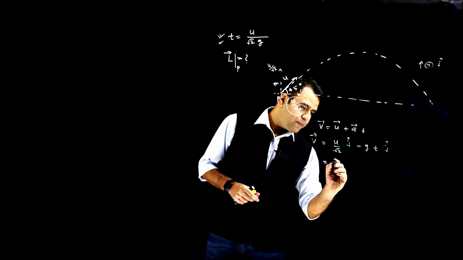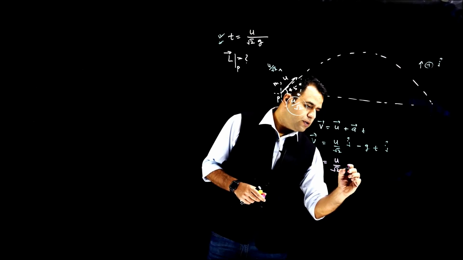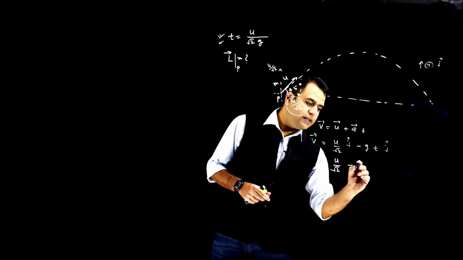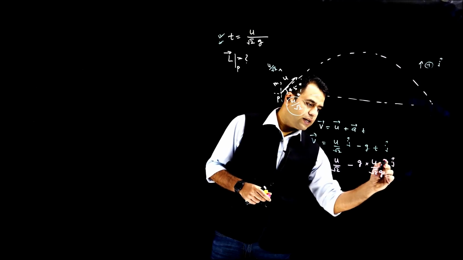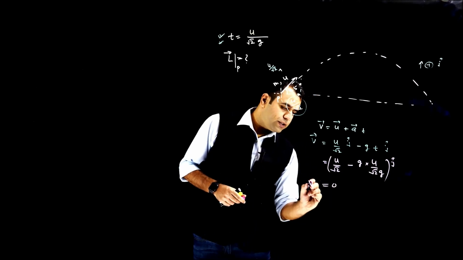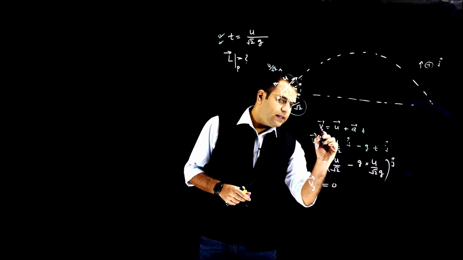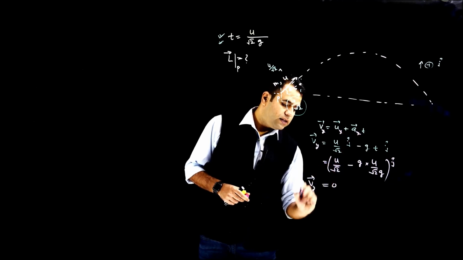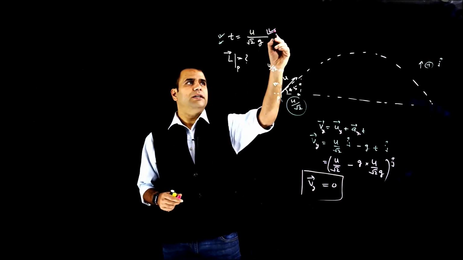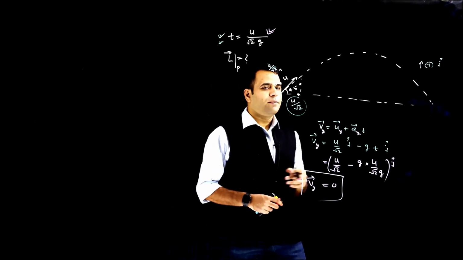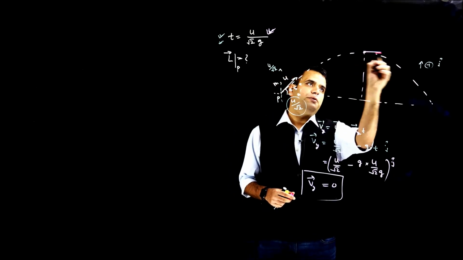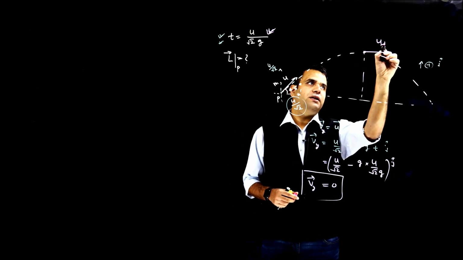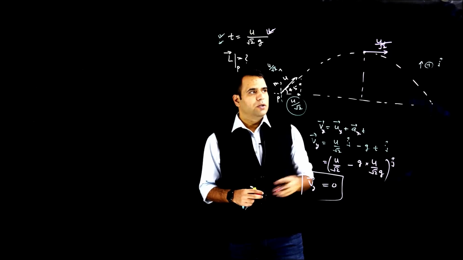So that value will be u by root 2 minus, putting the value of t, that is u by root 2 g times g j cap, and that value becomes 0. So the velocity along the y-axis after this much time is going to be 0. That tells us that after this time the particle is going to be at the topmost point, and it will be moving with this velocity u by root 2.